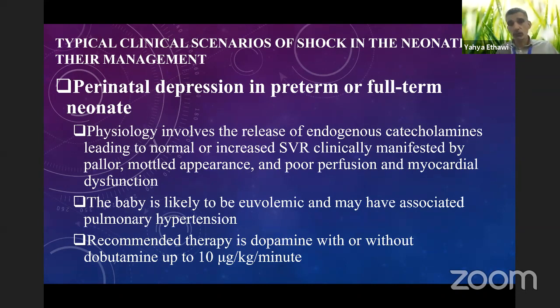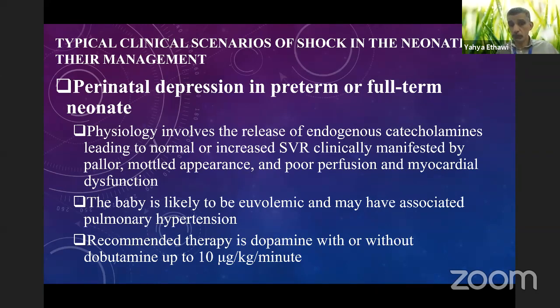Remember that there is autoregulation that will cause pallor, mottled appearance, poor perfusion and myocardial dysfunction to compensate for a drop in the systemic vascular resistance. Remember that these babies might be euvolemic, so big volume replacement is unnecessary.